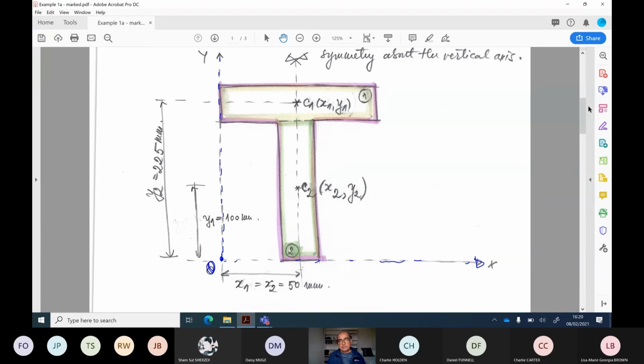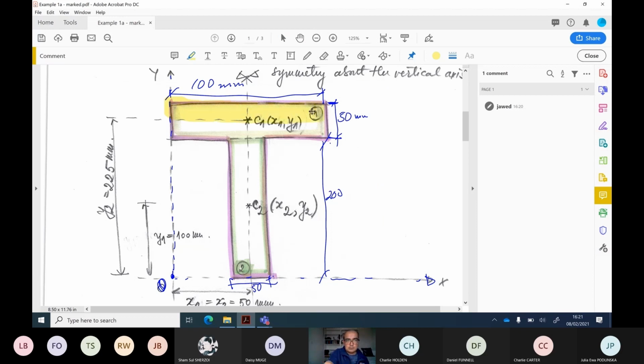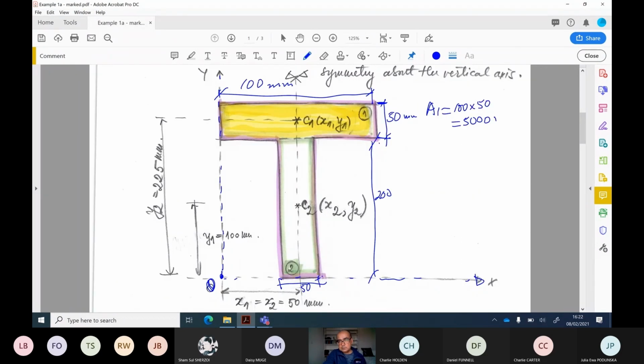And then I would divide this into two areas. So my first area is the top one, where this is 50 and this distance is 100. This distance here is 50. The vertical distance from here to here is 200. All dimensions are in millimeter. The first thing is to divide this into two areas. So the first area is the top one, this 100 by 50. So I can say that A1 is equal to 100 into 50, 5000 millimeter square.